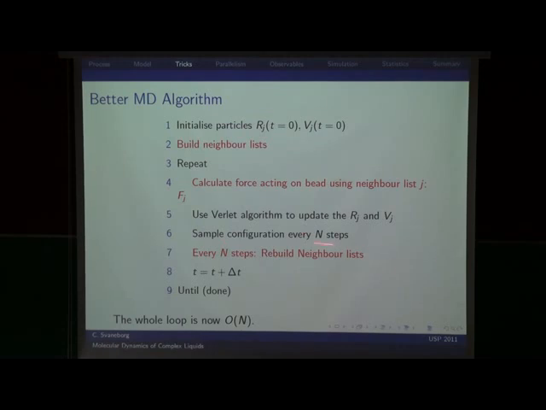But then every once in a while, we have to rebuild the neighbor lists. But again, this is an n process. So the entire result is that when we run around in this loop, it scales linearly with the number of particles rather than n squared. And this could be a factor of 1,000,000 in terms of optimization of the algorithm. So this makes a lot of difference.